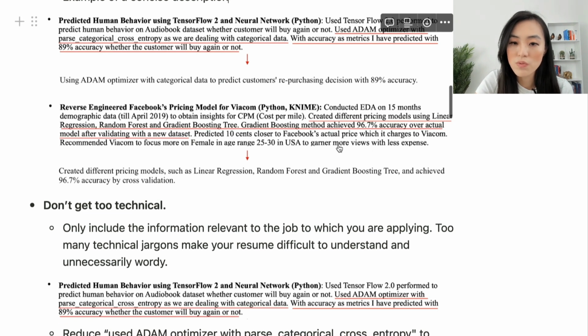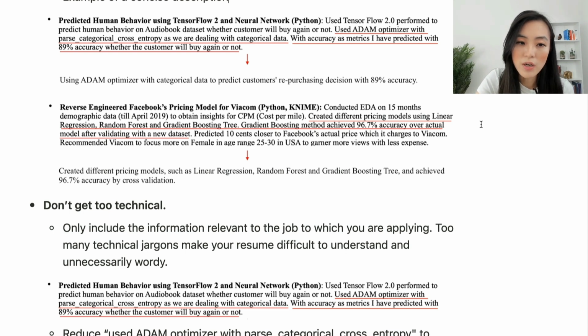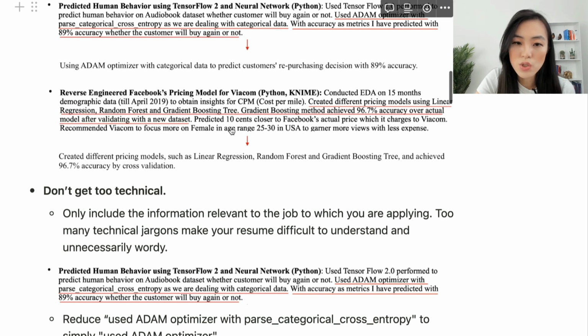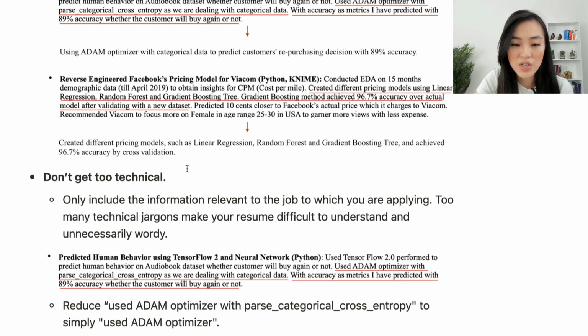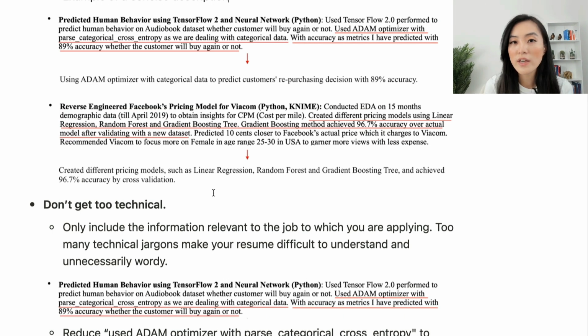The original sentence was: created different pricing models using linear regression, random forest, and a gradient boosting tree. Gradient boosting method achieved 96.7% accuracy over actual model after validating with a new dataset. So we can definitely change these two sentences into one, which is: created different pricing models such as linear regression, random forest, and gradient boosting trees, and achieved 96.7% accuracy by cross-validation. As you can see, there are quite a few ways that we can make the description more concise.